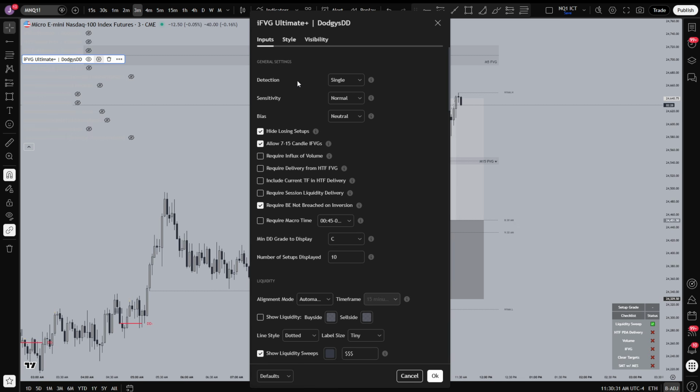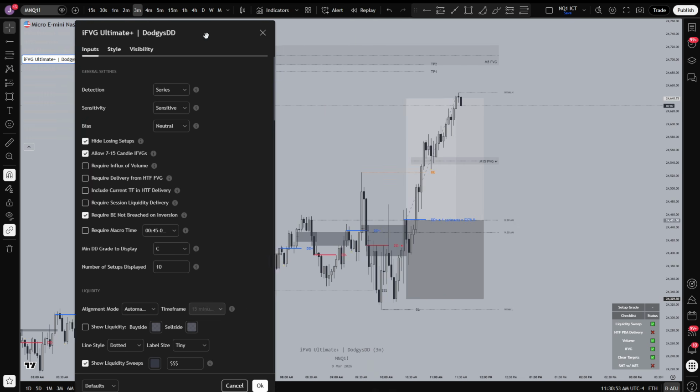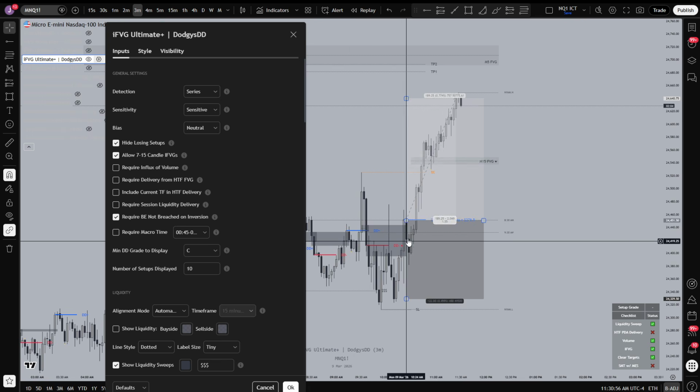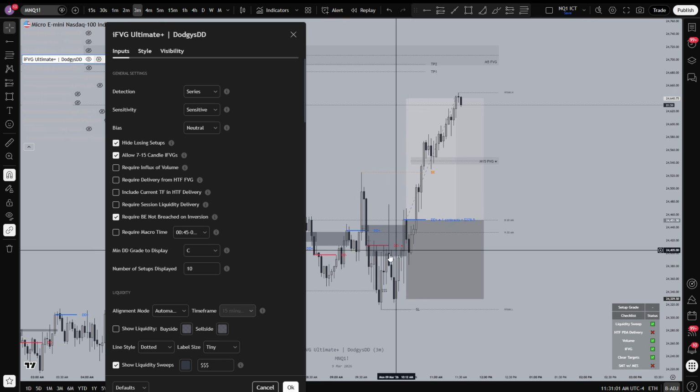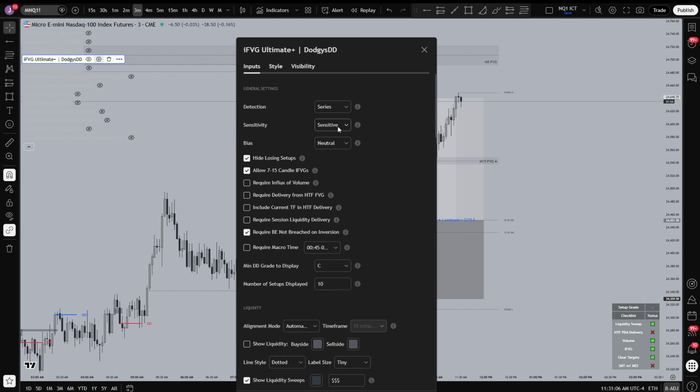So starting off, I like it always on series and sensitive, right? Just going over it briefly, detection wise, you always want to see the series of fair value gaps in a leg get fully closed above before we take entry, right? Always want the full series. There are a lot of entries, and we'll show you guys exactly how to weed out some of these before we finish this video, but there's no examples here. But always want to have it on series and sensitive, right?